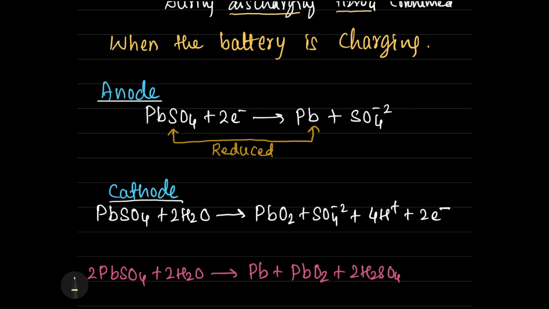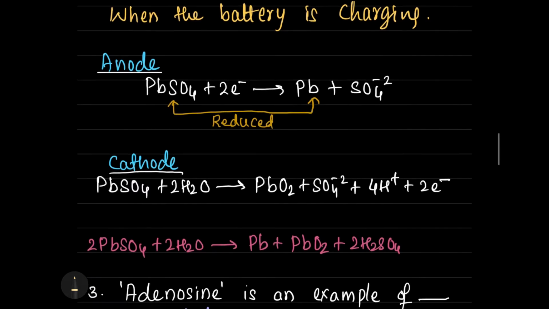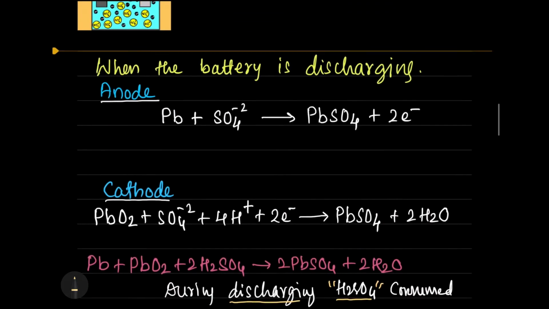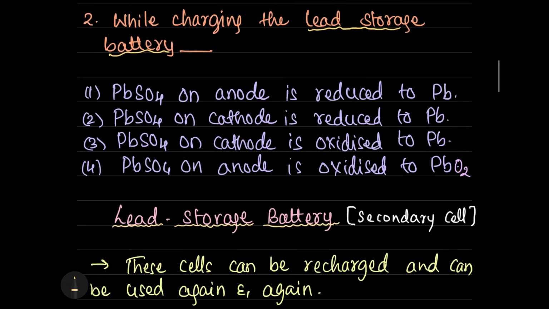The anode is reduced to become lead, and at the cathode PbSO4 plus 2H2O gives rise to PbO2 plus SO4 2- plus 4H+ plus 2 electrons. Here the acid is released in the charging case. The overall reaction is 2PbSO4 plus 2H2O gives rise to lead plus lead oxide and sulfuric acid.